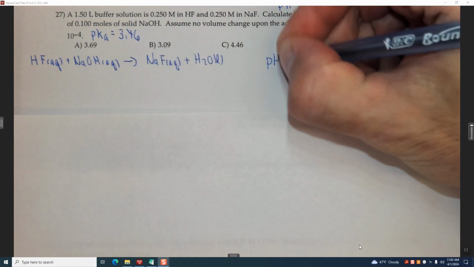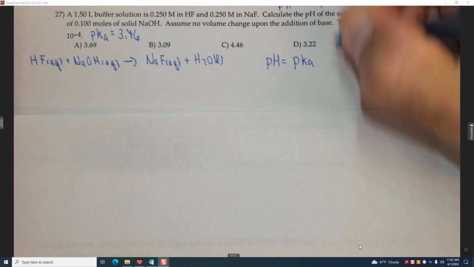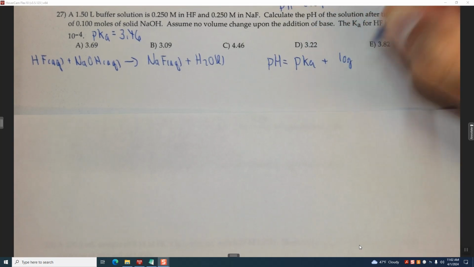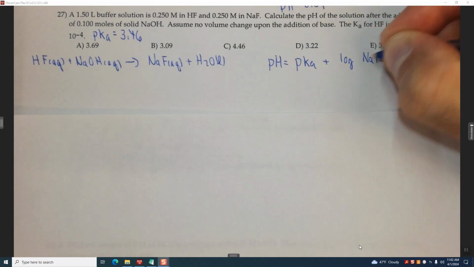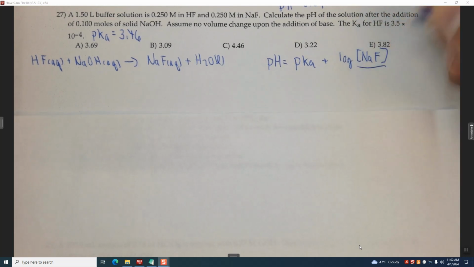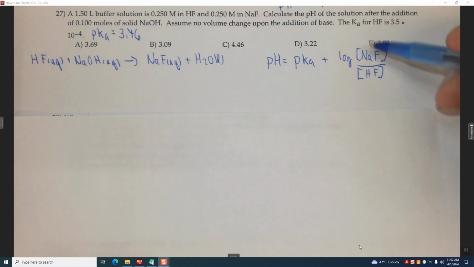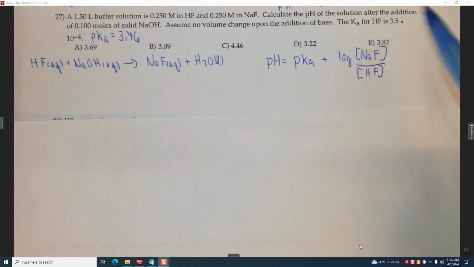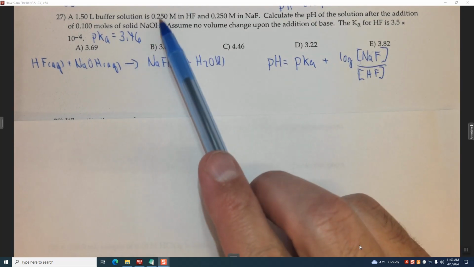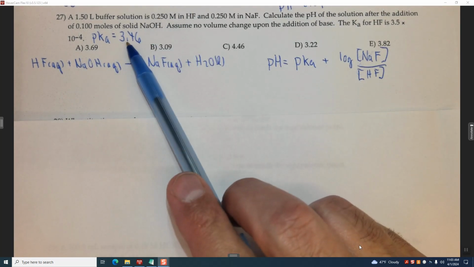So pH equals pKa plus log of NaF, or F minus if you prefer, over HF. So this could be F minus as well. This is the same thing. The sodium is just a spectator ion. All right, but when we first start, the pH is 3.46.